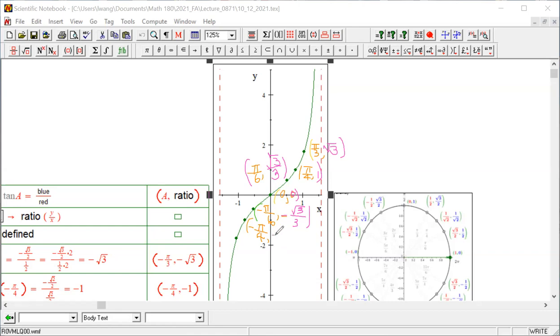Negative pi over 4, so this is -1 being purple. Okay, the last one, finally. The orange color, negative pi over 3, and the purple color, negative √3. All right, are we good? So what is that purple? The purple is the blue divided by red, right?